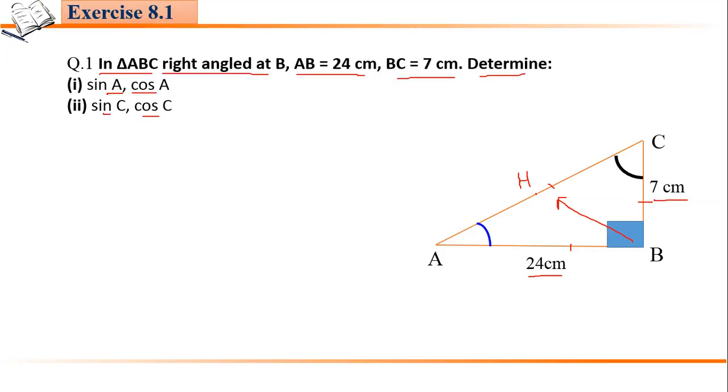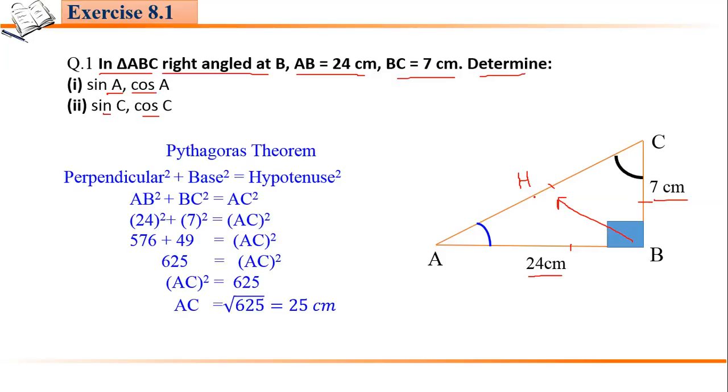We calculate the hypotenuse by using the Pythagoras theorem, which is perpendicular square plus base square is equal to hypotenuse square. So here the perpendicular we are considering, let's say the perpendicular is AB and BC is the base, or you can say BC is the perpendicular and AB is the base.